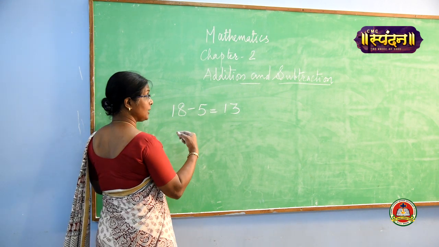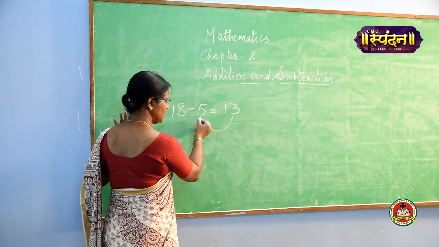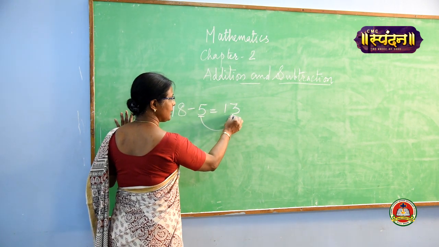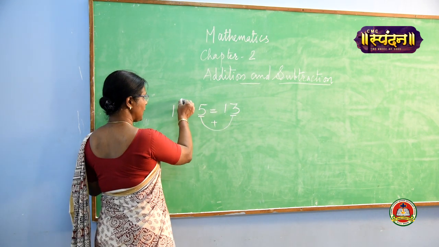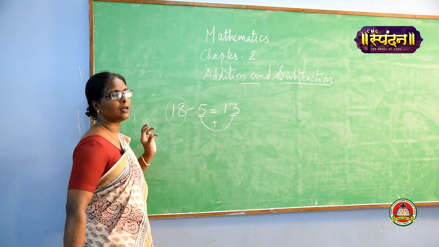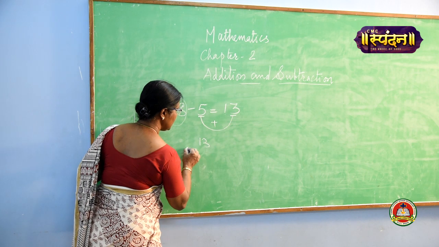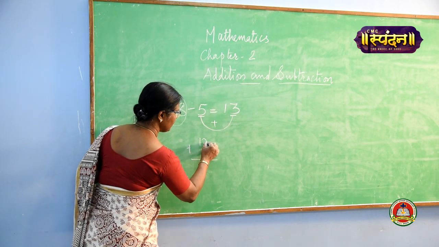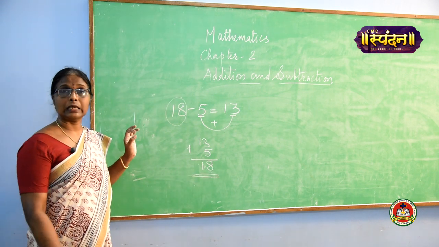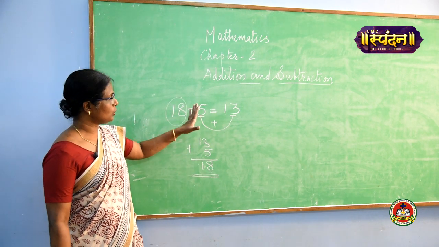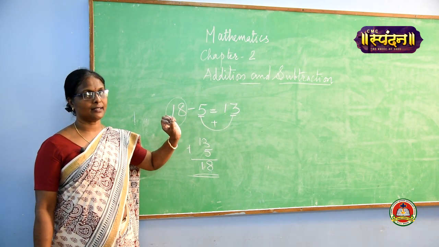How to do that addition, and which two numbers do you have to add? You have to add these two numbers, that is, the subtrahend and the difference. These two numbers should be added. If you add these two numbers and you get this minuend, that means your answer is correct. Let us check it. That is 13 plus 5. 13 plus 5 is 3 plus 5, 8. Bring down this one. That means you are getting 18. That means the subtraction you have done is correct. I hope you have understood.